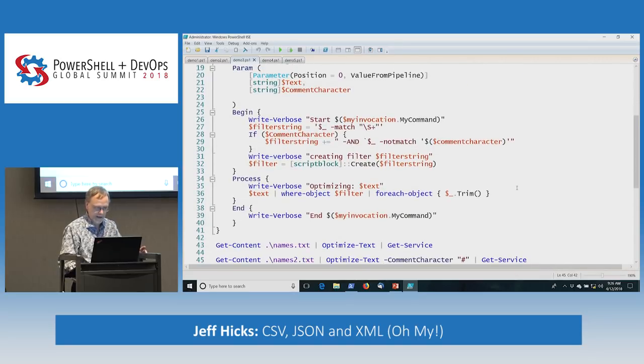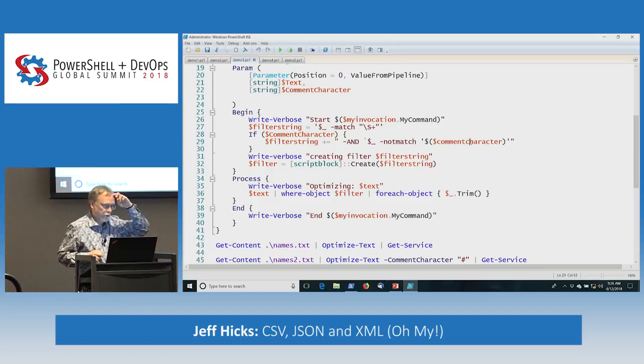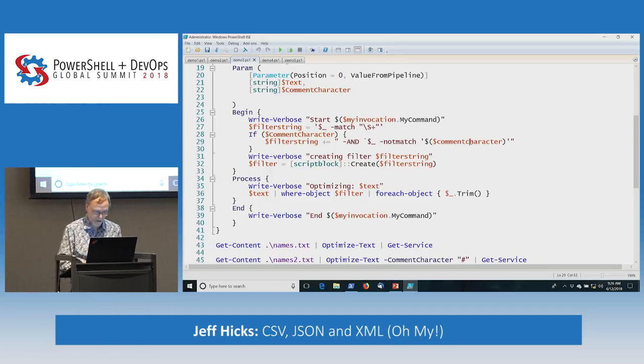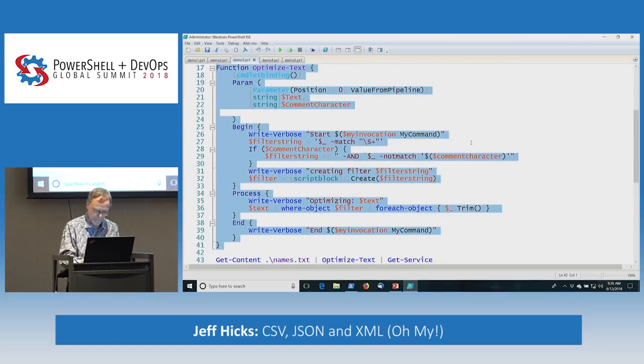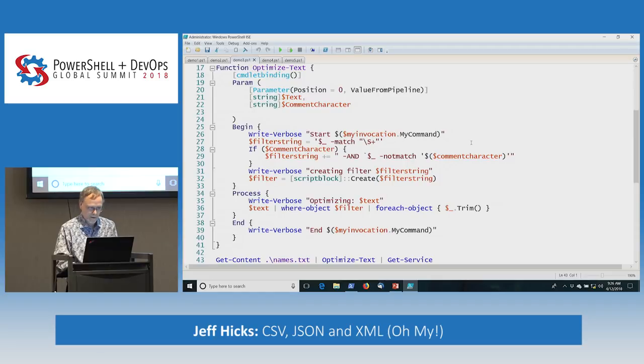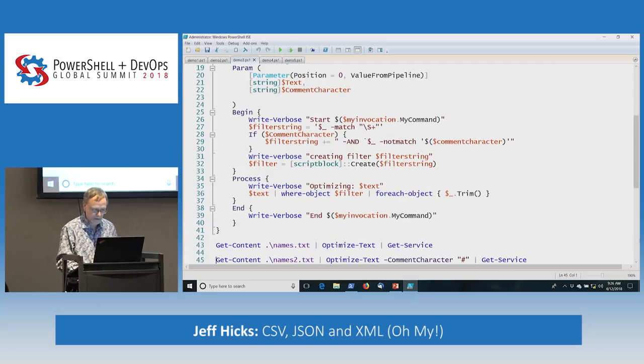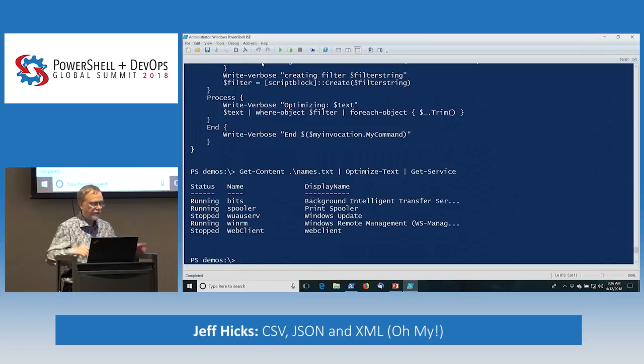I create a script block for that, and then I can also optimize for the comment character. If you include a comment character, then here on line 29, I can update the filter string and add another comparison where it doesn't match the comment character. So using this function, load that. Now all I have to do is pipe my content, a list of names, and send it to my optimized text, which then writes back to the pipeline. So I can send that to Get-Service. No fuss, no muss, works just great.